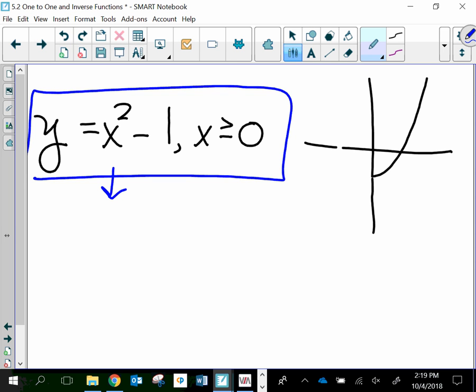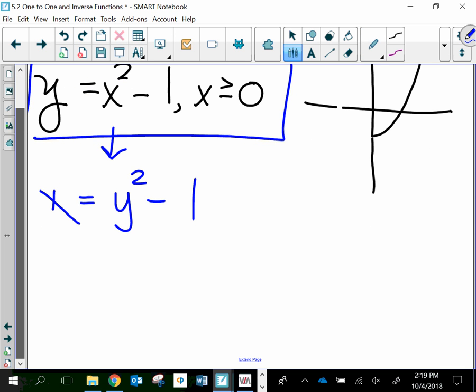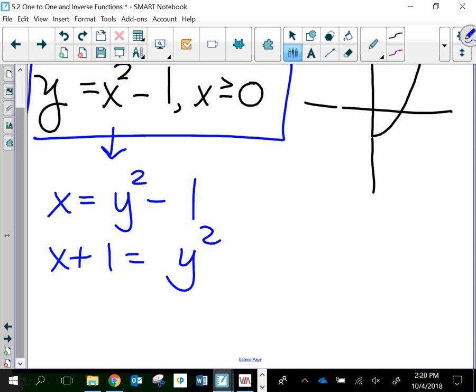So how do we find the inverse? First step, Riley? That looks like x equals y squared minus 1. You don't have to worry about the domain. We're still going to do the same thing. Let's try that again. Then what am I going to do to solve it? And lastly, I'm going to take the square root.